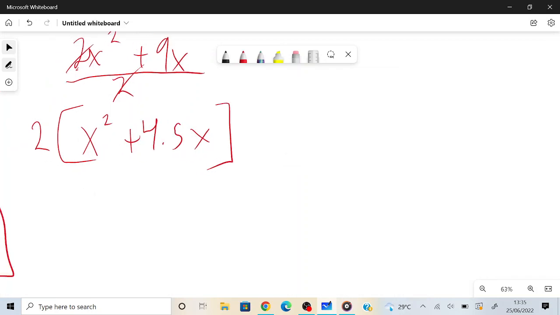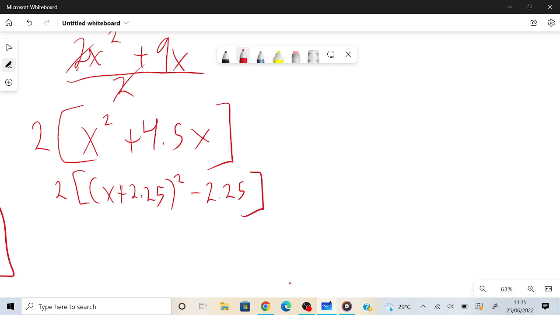You know that this is now 2 into x plus 2.25 squared minus 2.25. Why did I get my 2.25? Because 4.5 divided by 2 is 2.25. Why minus 2.25 squared? Because the same number will happen over here. And again, x loses its power because it combines with 2.25, and all of that gets squared.